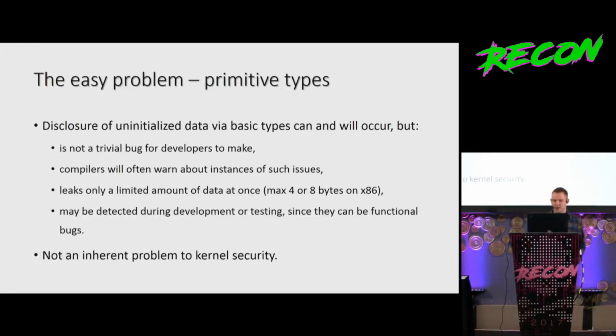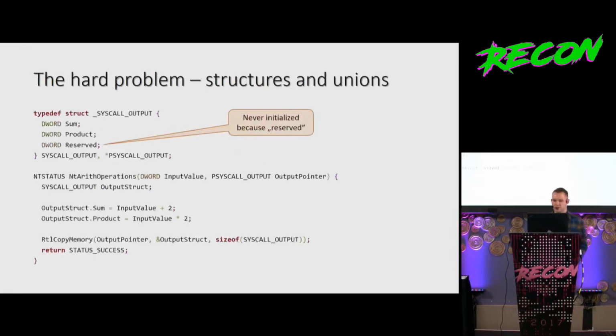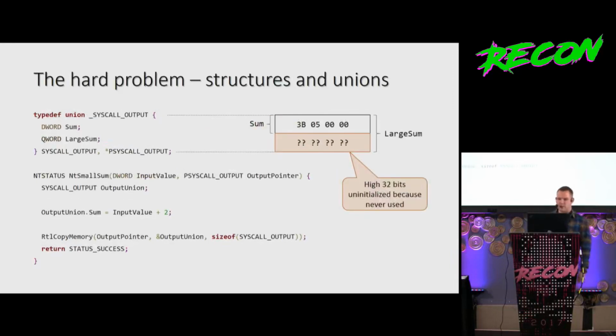So this is not really an inherent problem, in my opinion, to kernel security, but there are some harder problems that we really have to think about. In this example, we can see a structure that is being output to user mode. It has 3 fields. 2 of them are filled out by the system call, but the other one is reserved. So by design, it's never filled out, and it's leaked to user mode in this code.